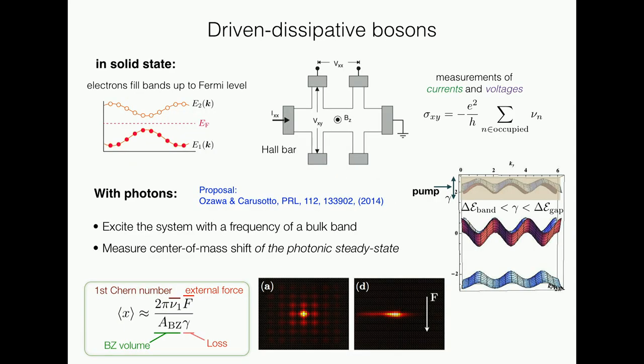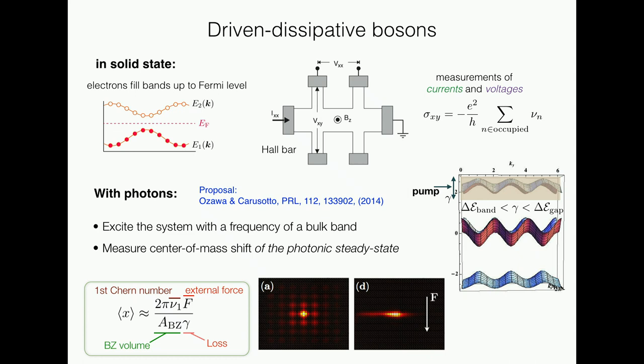Another thing just to say very quickly is that now we're really not like solid state systems because of this driving and dissipation. So in solid state systems, to see the Hall conductance, we filled a band using the Fermi energy and then we looked at the conductance. Now we have driving and dissipation. And so how do we see the topology, the topological invariant of the energy band in a driven dissipative system?